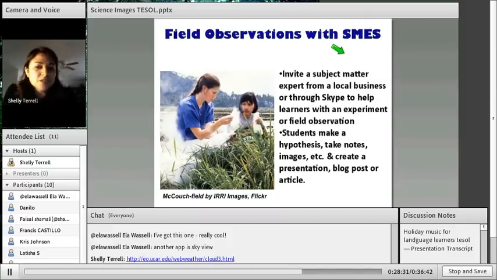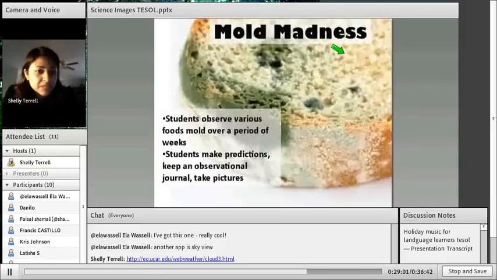Field observations with subject matter experts. That's what an SME is, a subject matter expert. So you can invite different people from around the community. We used to call different businesses around here. We would call the water system and ask for an engineer from the water system, or we would ask a meteorologist. We would ask paleontologists, so different types of community subject matter experts. They know English. They use English in their jobs.